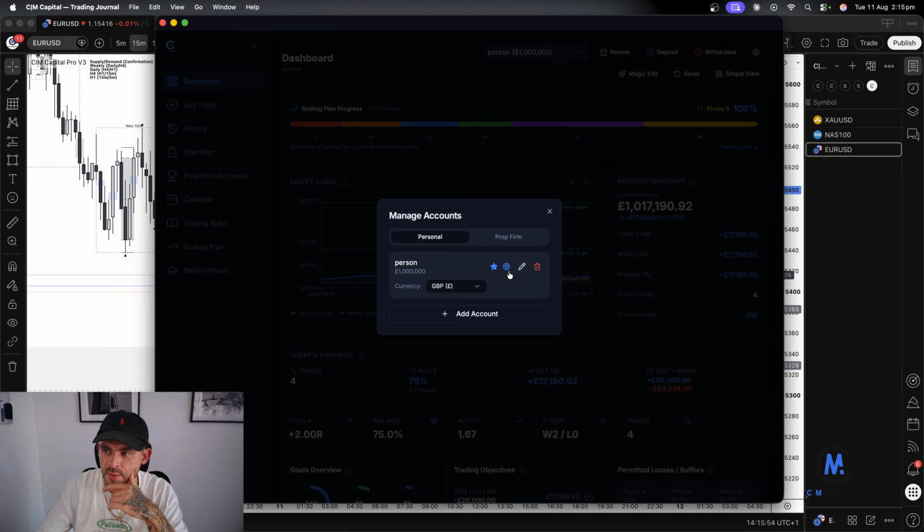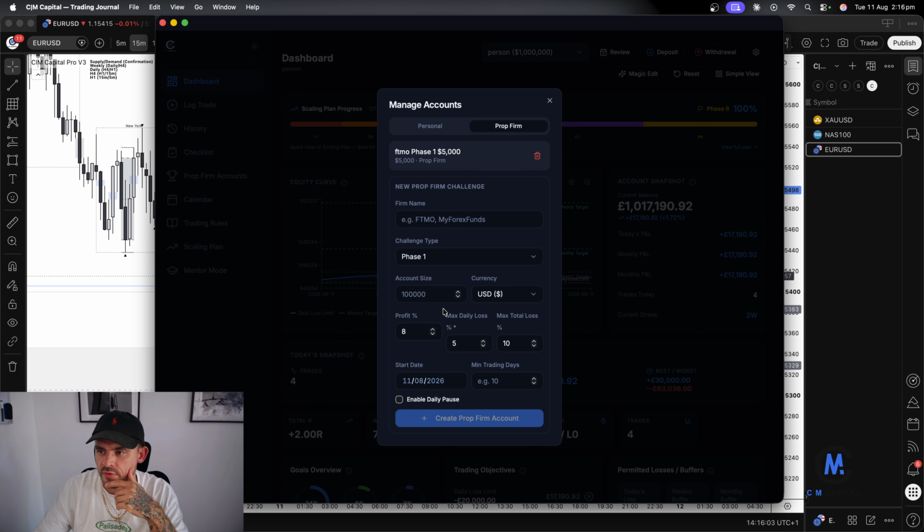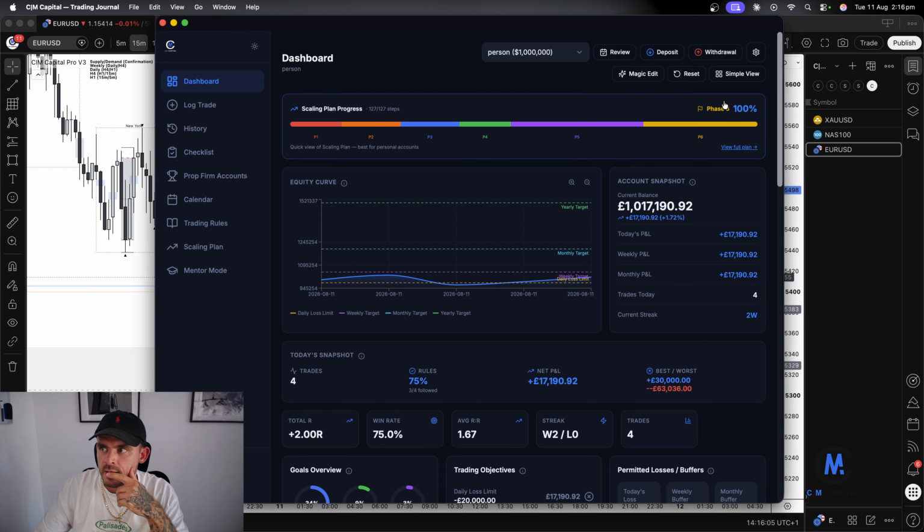You can come into your account and you can edit everything as well. So you can change your goals if you want to change your goals. Change the name, you can even delete the account if you want, and then same with the prop firms, you can do all that stuff as well.